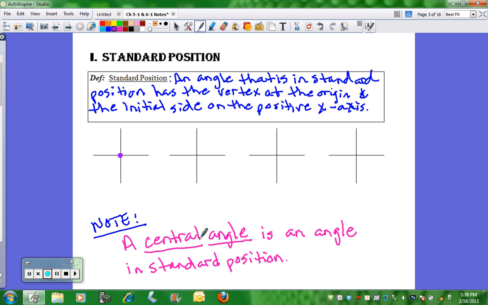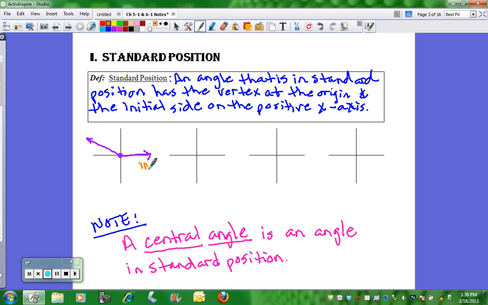A little side note, you'll hear me talking about central angles here and there. Central angles are angles that are in standard position. All right, so if I have an angle, don't judge me on my drawing. I'm sitting here at my dining room table on Monday. Okay, so let's say we have our angle right here, and it's going to go from there out here. So this is a central angle that is in standard position.